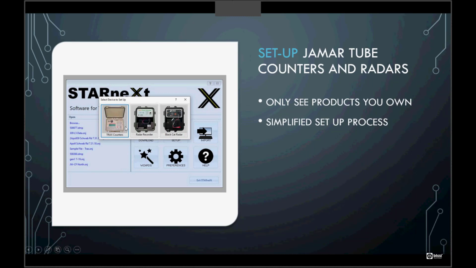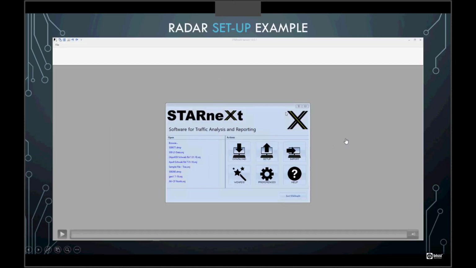If you're familiar with our tube counters, you know there's not a lot of setup for the tube counters. A lot of that's done on the screen, but there is support for our older tube counters as well as the newer ones and updating their firmware. You can do all that through STARnext. And then the radar recorders, they get set up out in the field with the program. It's never been a super painful process, but STARnext just takes it to a whole other level.